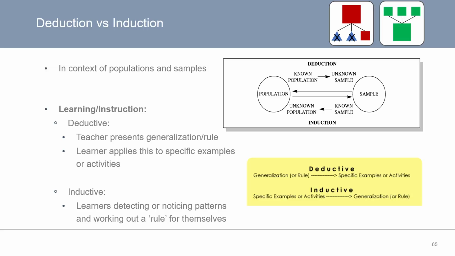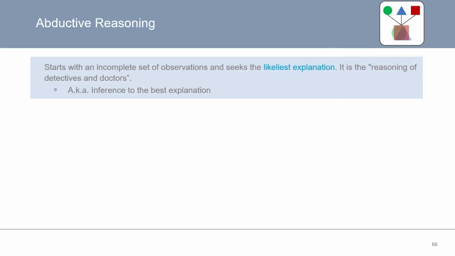Now let's move on to abductive reasoning, which starts with an incomplete set of observations and seeks the likeliest explanation. This could be thought of as the reasoning of detectives and doctors, or in other words, the inference of the best explanation. The logical flow here begins with specific observations, leading to the formation of possible hypotheses and the selection of a best fit explanation.